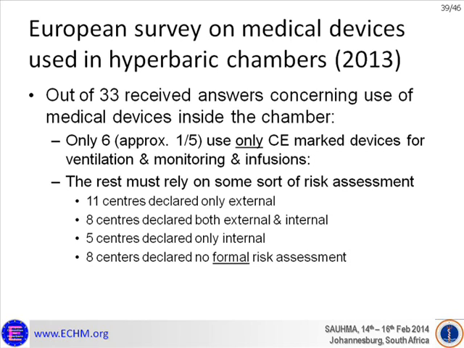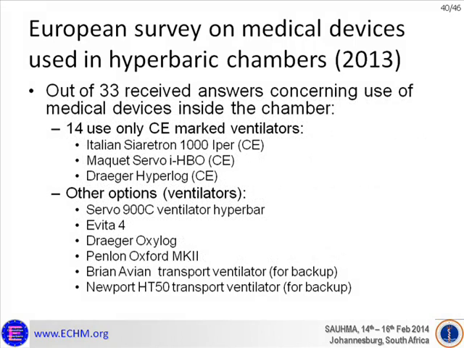So they are putting the medical devices inside the hyperbaric chamber relying only on medical experience or knowledge from the literature, or just a feeling that the device could be used inside the hyperbaric chamber. Concerning CE-marked devices, they are the Italian Ciaretron, Maquet Servo, and the Dräger Hyperlock, which, even if quite old, is still used in some centers, sometimes as a backup, sometimes as a primary ventilator. Other ventilators include the Servo 900C, Evita 4, Dräger Oxylog, Penlon Oxford, Bird Avian, and Newport transport ventilator. However, those two are used only as a backup.